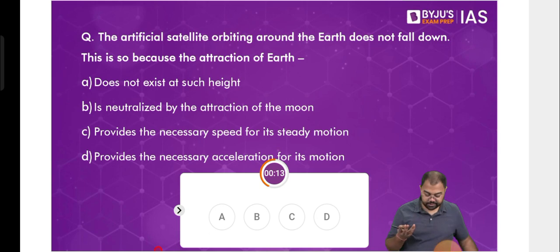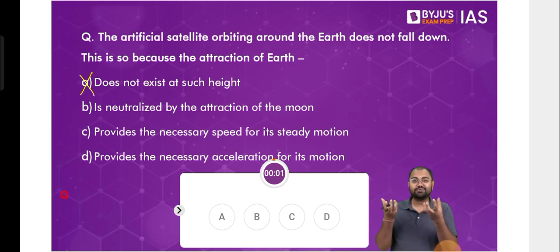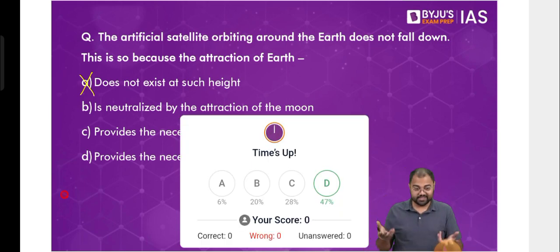So 5% of you have marked A, 20% B, 27% C, and 47% D. All right. The question says an artificial satellite orbiting around the Earth does not fall down. This is so because of attraction of the Earth. A: does not exist at such height. Is it even possible? It's not possible. In the launching of the satellite, the force of the Earth has to be balanced. You cannot say that it does not exist. It does exist. We have to balance it.